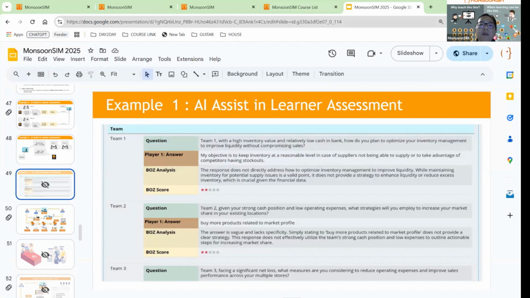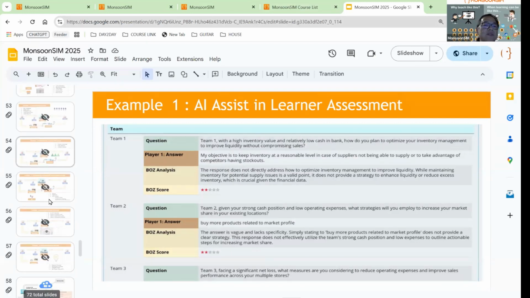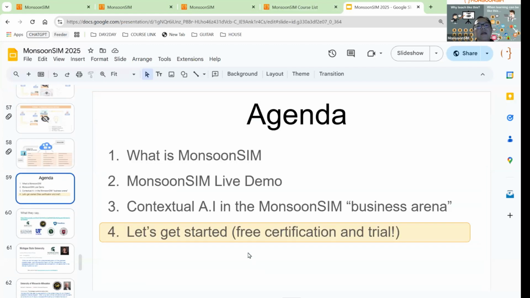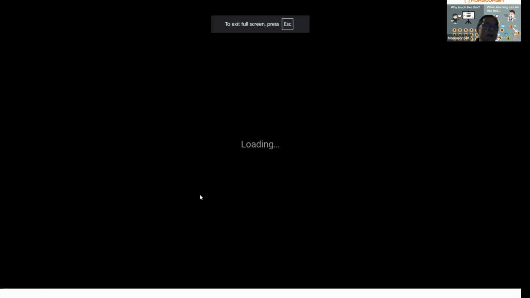All right, now I want to leave you with the final one, which is how to get started if you want to start with MonsoonSIM. I want to share with you a few slides very quickly.